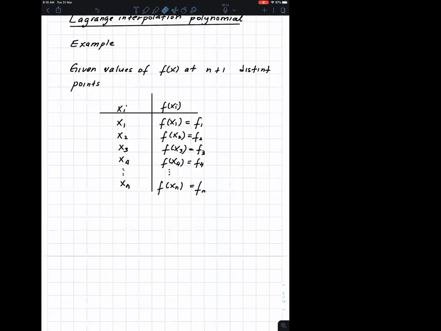This is just telling you that you are given some points. This is f(x_i), and then this is x_i. You are just given some points. That's all it's telling you.